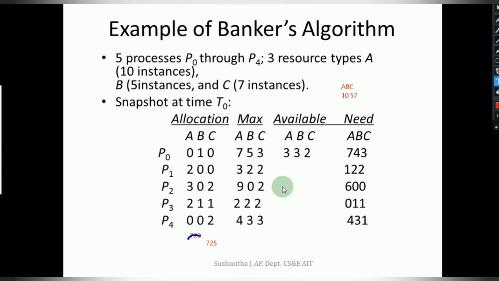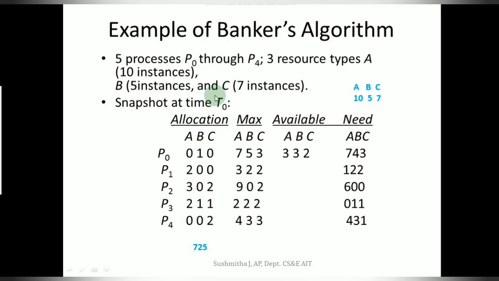Now, how many are available? Out of 10, 7 are allocated. So, resource type A, 3 is available. Out of 5, 2 is allocated. So, again, resource type B, 2 is available. Out of 7, 5 is allocated. So resource type C, 3 is available. I believe now you understood what is the available vector.